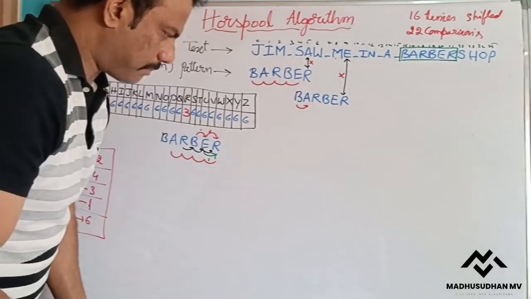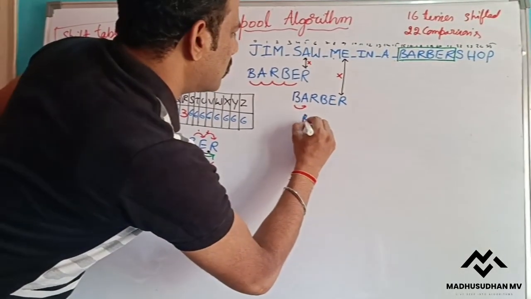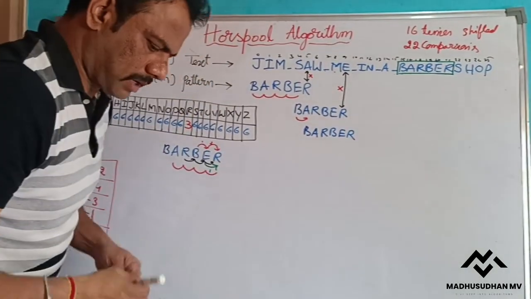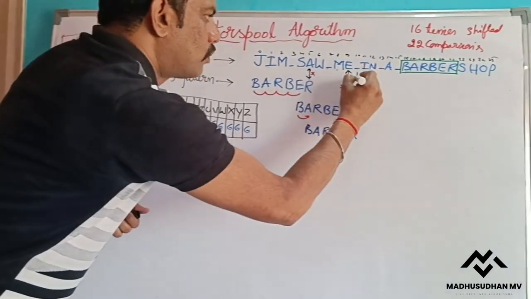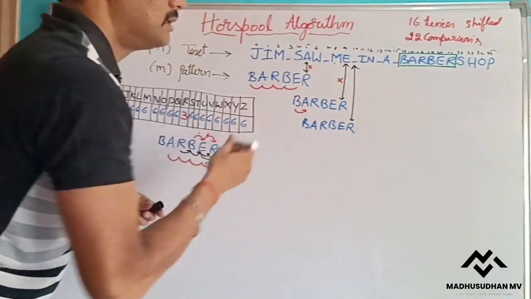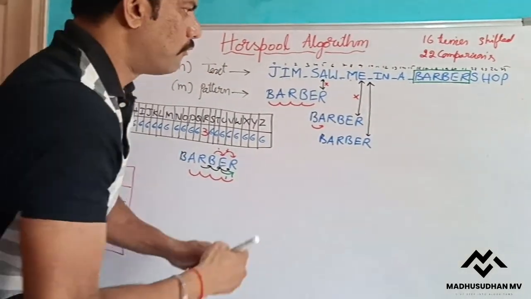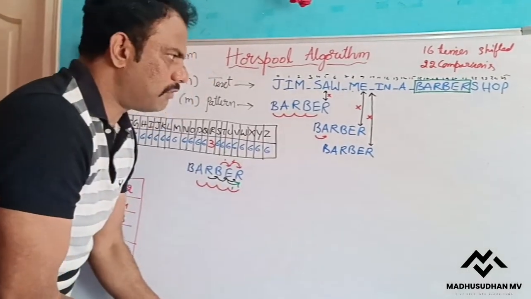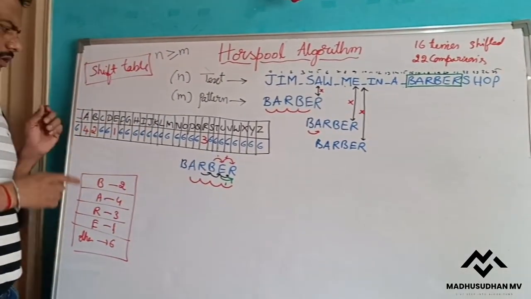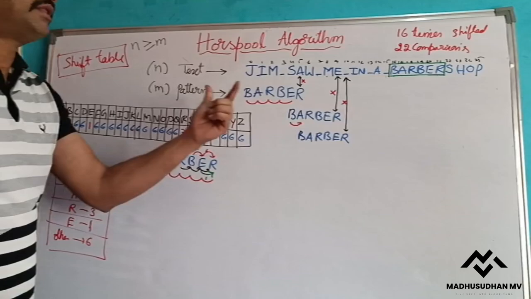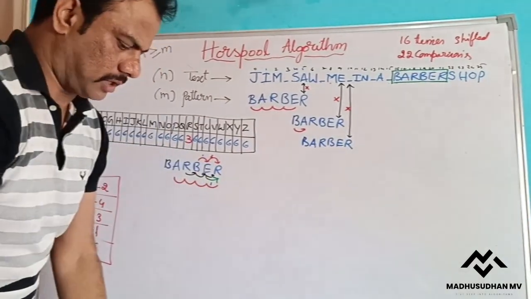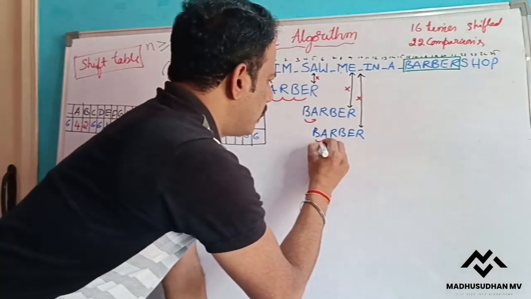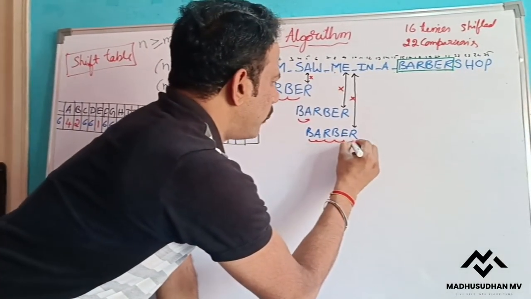So now my pattern comes to here. Now I'm comparing my underscore with the R. Again a mismatch occurs at the first position itself. So again we need to check the value of underscore. Underscore value is 6. Now shift the pattern towards the right by 6 positions. So that means, see, 1, 2, 3, 4, 5, 6.